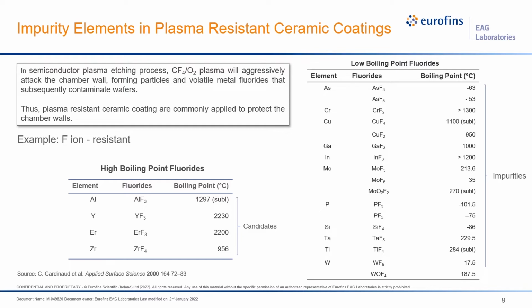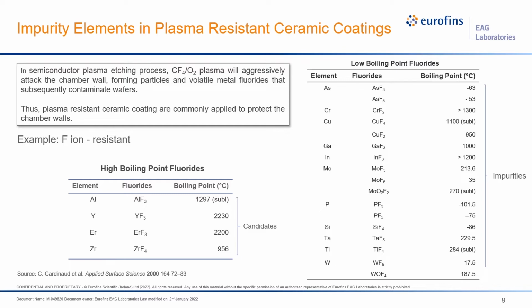To give you an example, if we want to develop ceramic coatings that have fluoride resistance, then we need to look into the corresponding fluorides which have the highest boiling points. With a high boiling point, they are less likely to fall off from the wall. So here are a couple of candidates: aluminum, yttrium, erbium, zirconium, and other rare earth elements. Their corresponding fluorides have very high boiling points. As such, they are ideal candidate materials for plasma-resistant coatings.